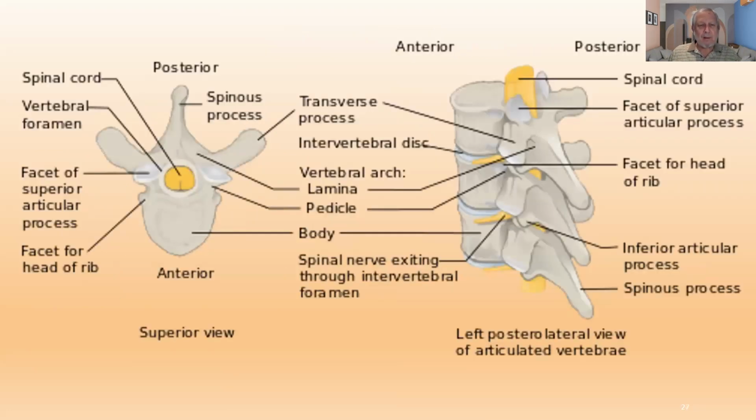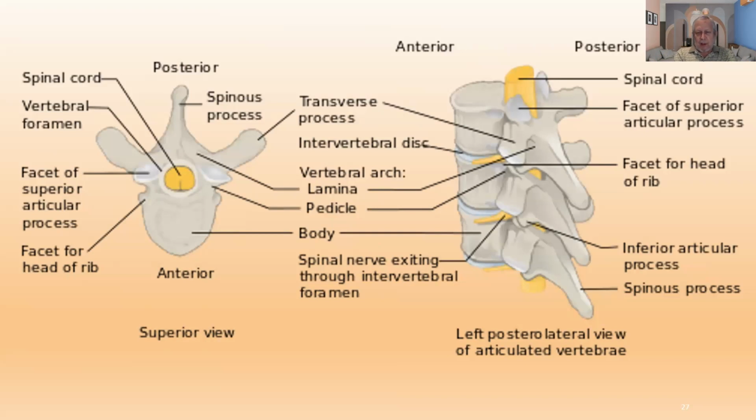There's a picture on the left-hand side. It's like a slice through your spinal column, and the back, the posterior, is sticking up, and that's what the spinous process is. That's where you can feel your backbone in the back, and then the other one is a left posterior lateral view of articulated vertebrae, and you can see how they fit.